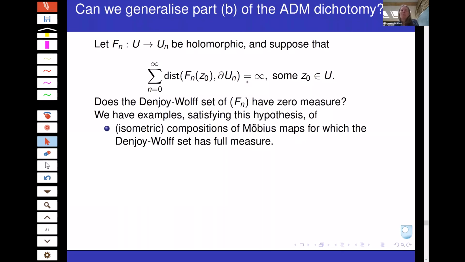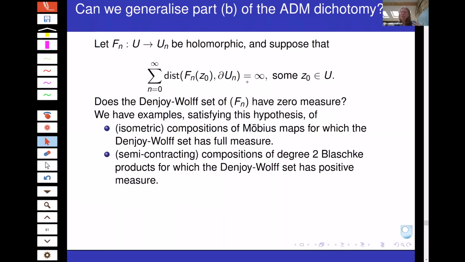There you might say, okay, well, Möbius maps could be special. But we also can get an example of compositions of degree 2 Blaschke products. So this is a semi-contracting case for which the Denjoy-Wolff set has positive measure. At the moment, we don't know if it has full measure. We know it definitely has positive measure, so it doesn't have 0 measure, which is what we might be hoping for.